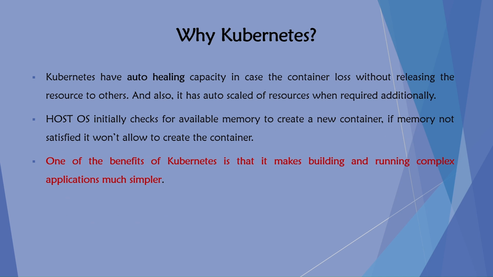Why do we need Kubernetes? Kubernetes has auto scaling capacity in the case of container loss without releasing the resources to others, and it also has auto scaling of resources when required. Additionally, the host operating system initially checks for available memory to create a new container. If memory is not sufficient, it won't allow creating a container. One of the most important benefits of Kubernetes is that it makes building and running complex applications much simpler.